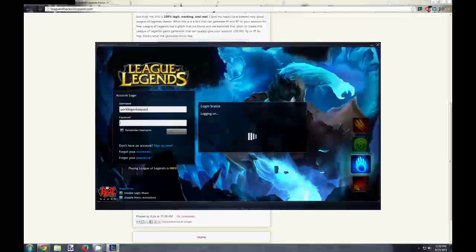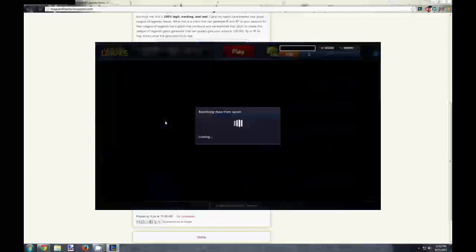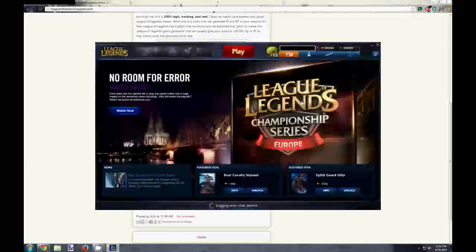This is a smurf, so it's a low level, so it's not possible to have that much RP and IP. And yeah, there you go.